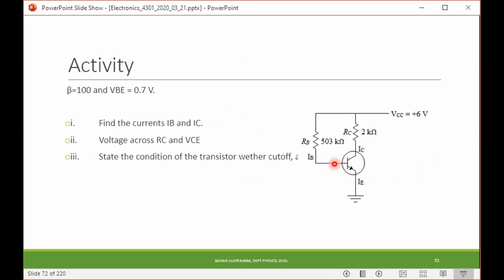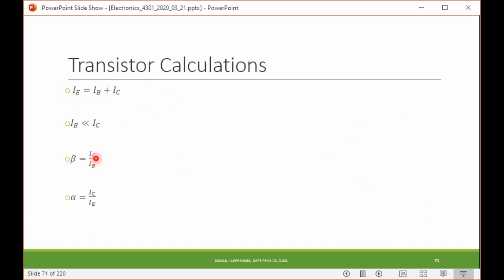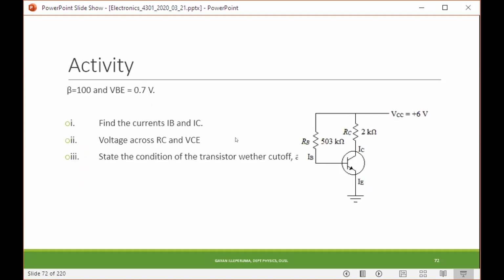If it's a silicon transistor, you can probably have 0.7 VBE here. Beta means the current gain. That means in the common emitter configuration, collector current divided by the base current. In this calculation, beta is given as 100. So whatever the base current here, 100 times will flow through the collector current. So that is the idea.